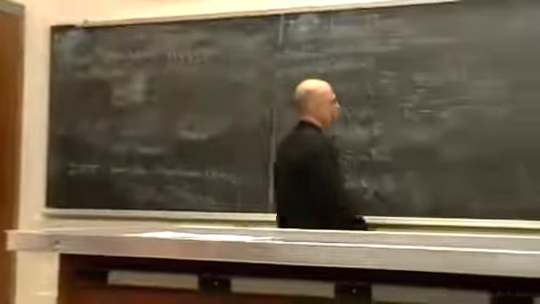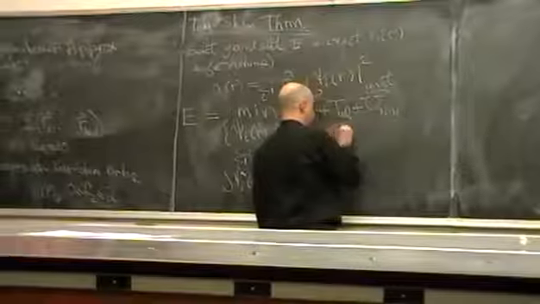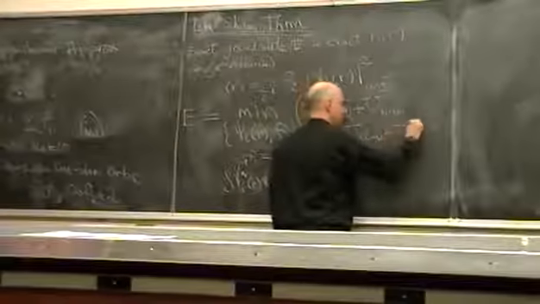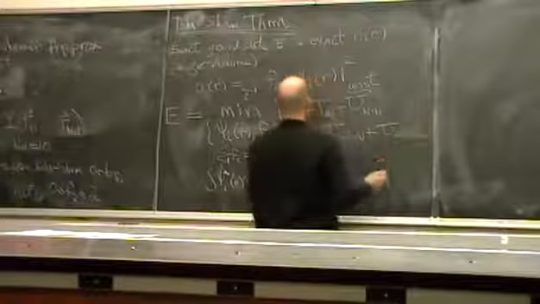And then there are, of course, the other types of interaction. We have the electrons interacting with the nuclei, and the electrons, of course, interacting with the electrons.